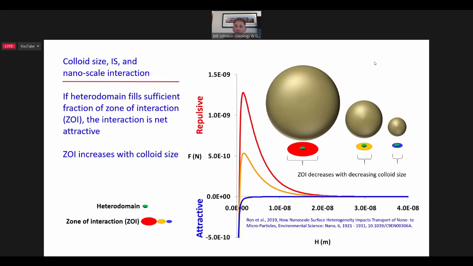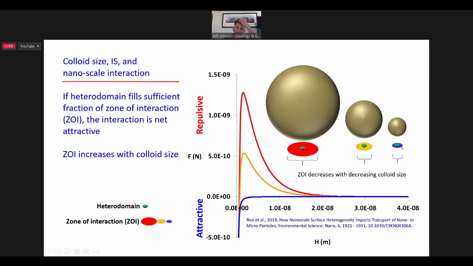These are three different size colloids, and what's shown in the red, yellow, and blue are the zones of interaction. That is, when a colloid is interacting with a surface, and just assume this red disk is part of a larger surface the colloid is interacting with, there's a finite zone across which the interactions are significant. The curvature of the colloid is such that other parts of the colloid are too far away from the surface to have significant interaction. And so that zone of interaction is proportional to the colloid size. So the largest colloid has the largest zone of interaction, the smallest colloid has the smallest zone of interaction.